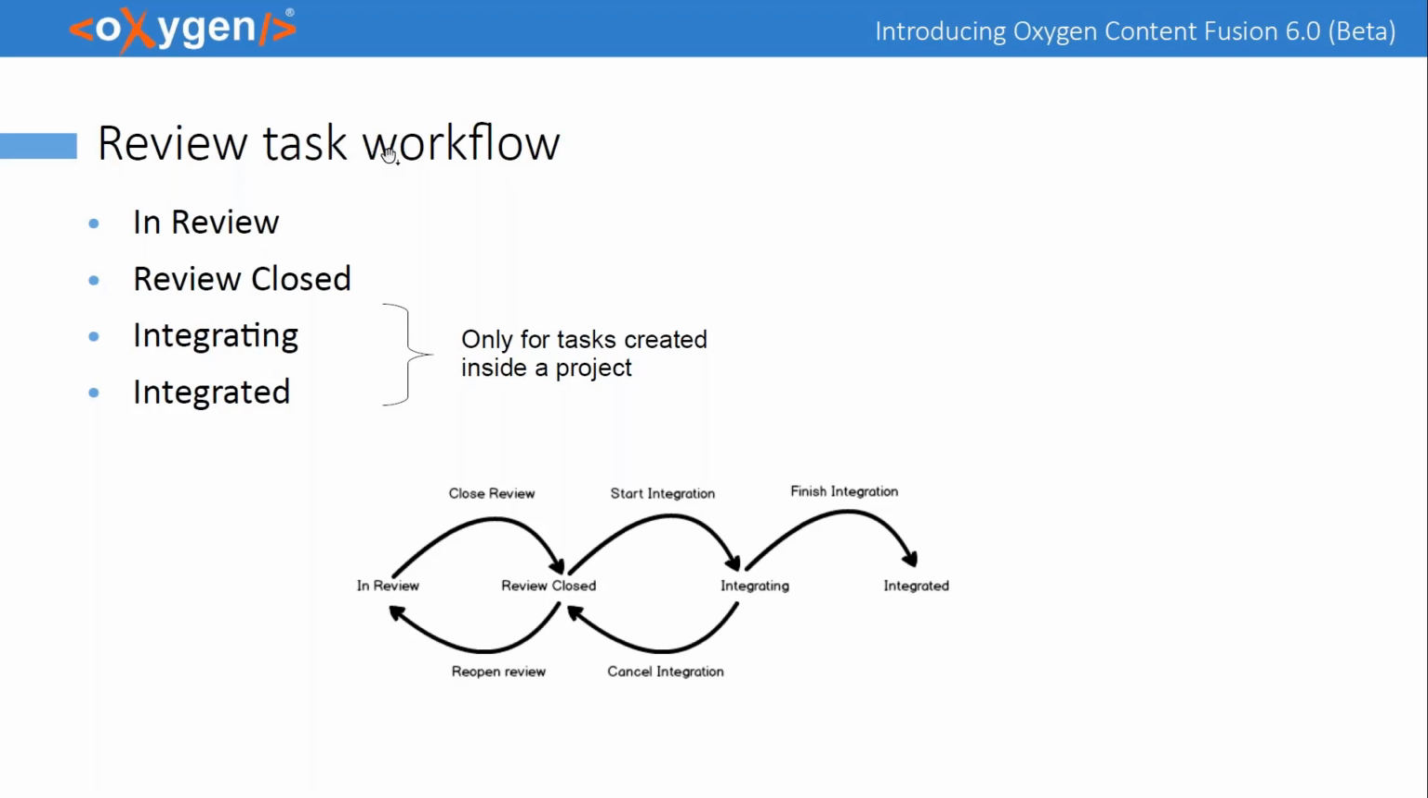They're related to review tasks, for which we introduced a small workflow. In the previous version, you would create a review task, you would receive feedback, and then you could choose either to delete the review task or keep it dangling on the Content Fusion server. In this new release, there is a small workflow. When a review task starts, it is in the in review state, then it goes to review closed state, and then there are 2 more states that are available only for tasks that are created inside the project. This workflow is linear, and you can go forward and backward through these states.